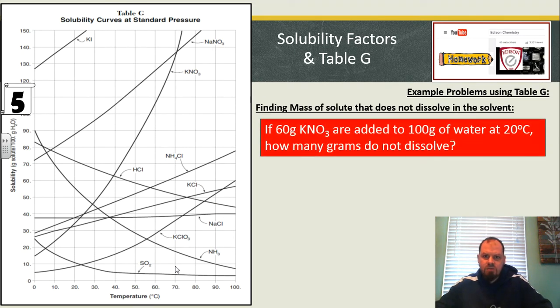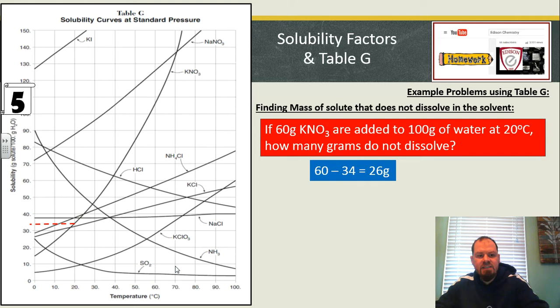If 60 grams were added to 100 grams of water at 20 degrees, how many grams did not dissolve? Okay, so let's run 20 degrees up to the line, and I see it should dissolve about 35 grams or so? 34 grams, I might have said. So I have to take 60 minus 34, and I get 26. So you see how we did that?